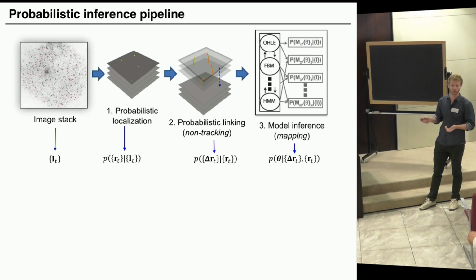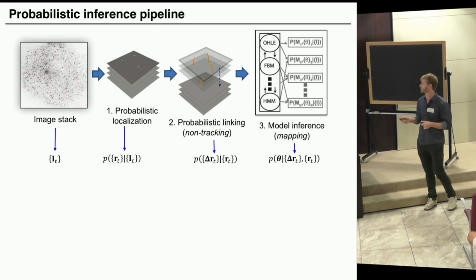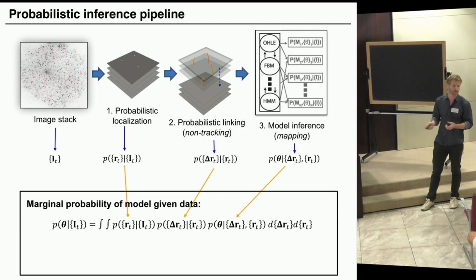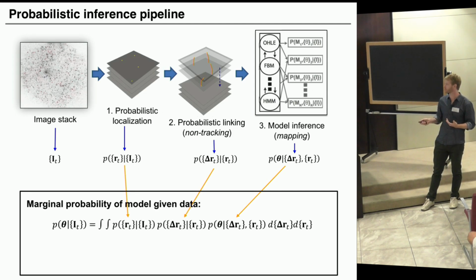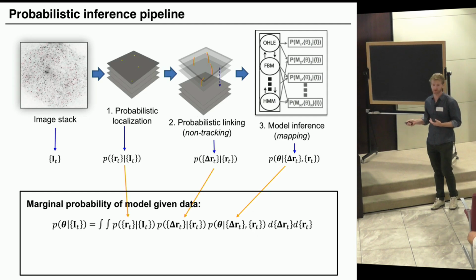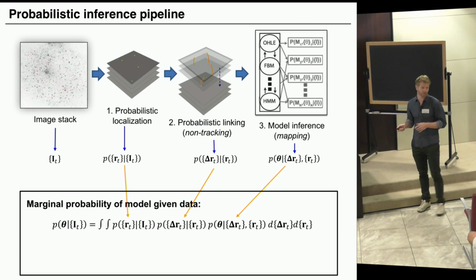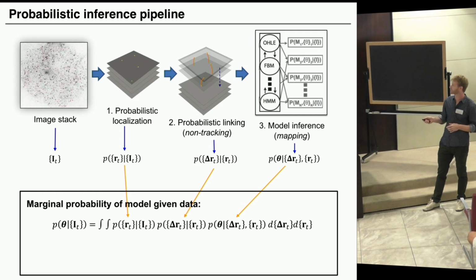And finally, we want to get a posterior for a model and its parameters, given our localizations and our displacements. So if we write this all together, what we're really interested in optimizing is the marginal probability, so the marginal posterior, of our model given our data. So all of these goes in here, and then we need to marginalize over all possible values of the localizations of the particles and of their displacements that could have given rise to the data that we see. Right?